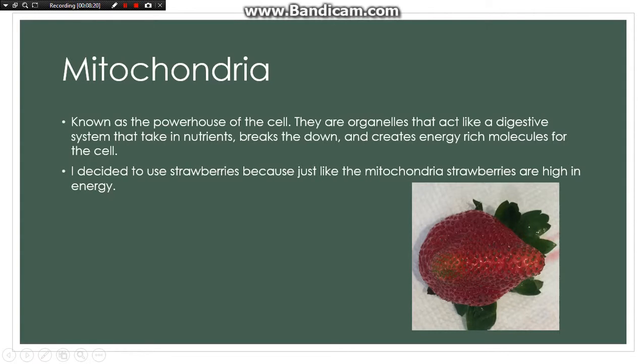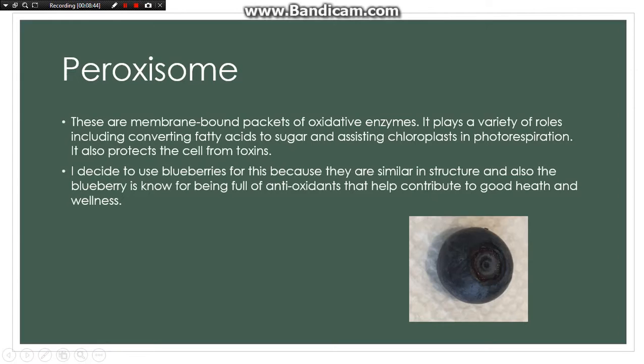For the mitochondria, I decided to use a strawberry because just like the mitochondria, strawberries are high in energy. So the mitochondria is known as the powerhouse of the cell. They are gray organelles that act like a digestive system that take in nutrients, break them down, and create energy-rich molecules for the cell.